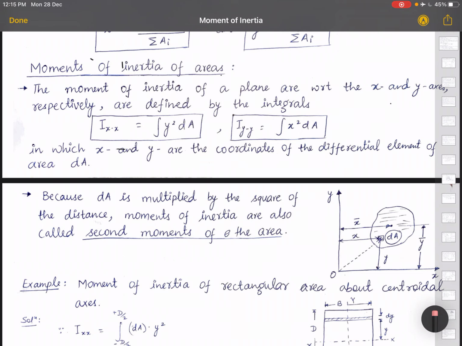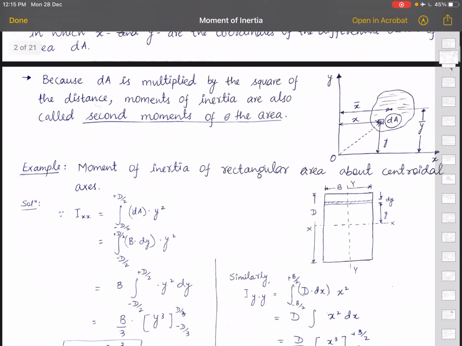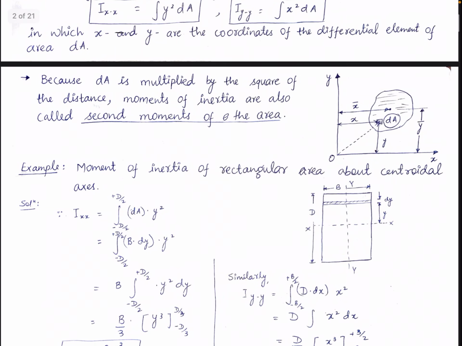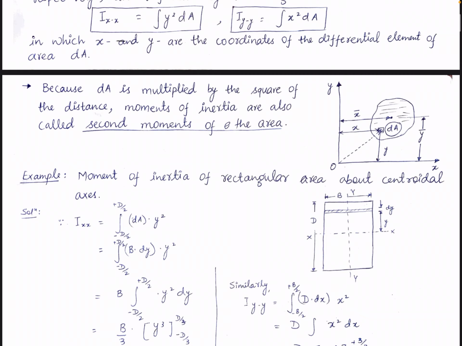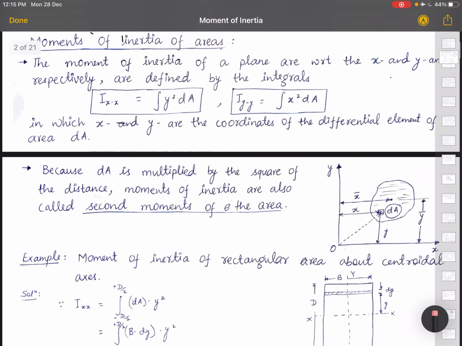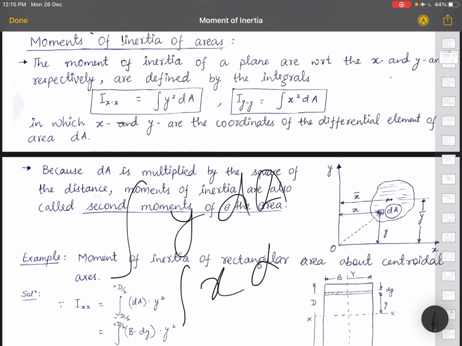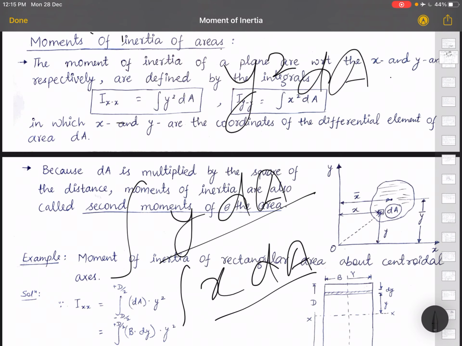So x and y are the coordinates of the differential element area dA. Let us see this diagram. You will get a clear picture. Because dA is multiplied by the square of the distance, it is also called the second moment. So this is your first moment if y dA or x dA is there. Okay, but here it is y square dA or x square dA.